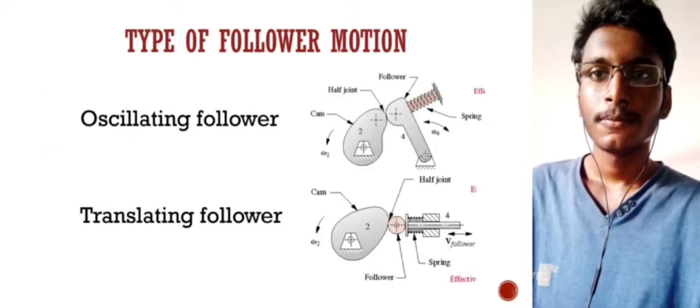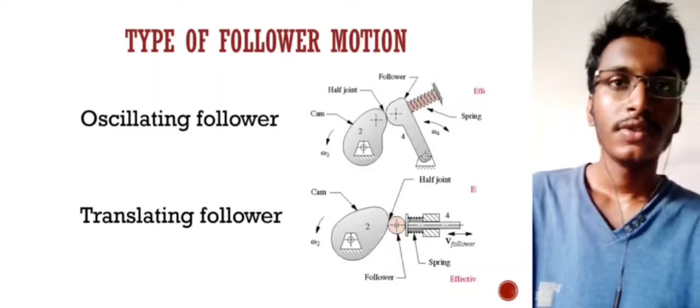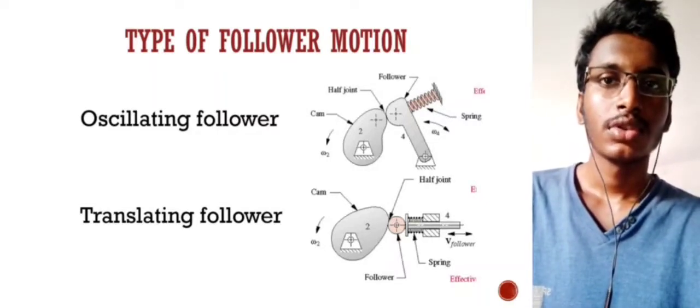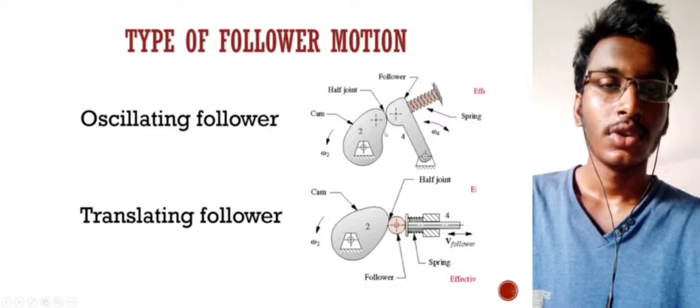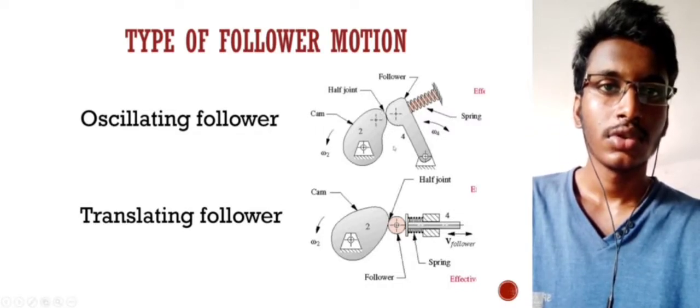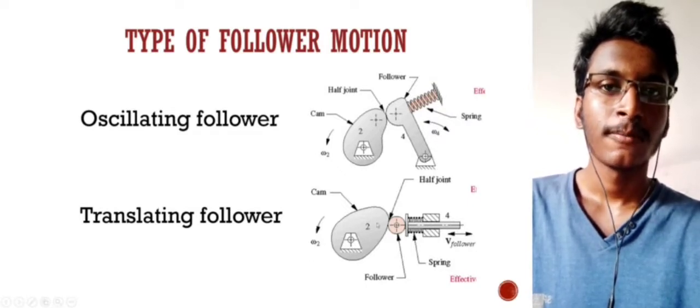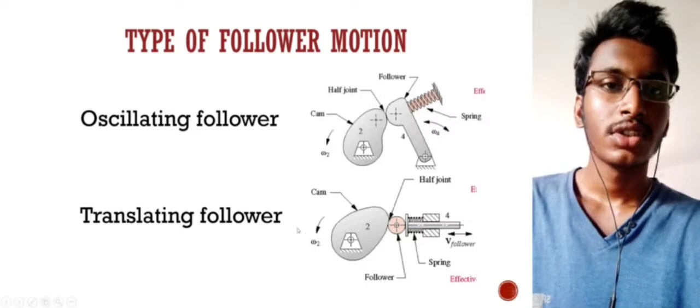As we saw before, the types of follower motion are of two types: oscillating follower and translating follower. Here we can see that the oscillating follower's cam is in the shape of a combination of a small radius and a large radius circle, and the translating follower's cam is of a single circular, ovoid disc shape.